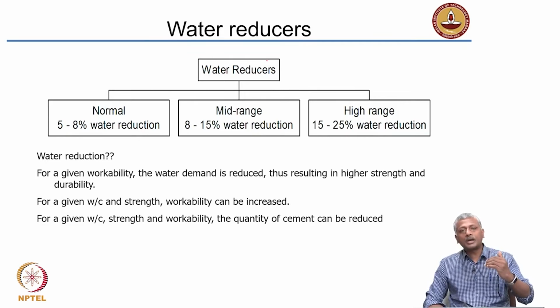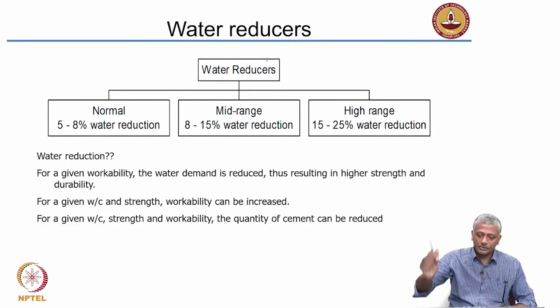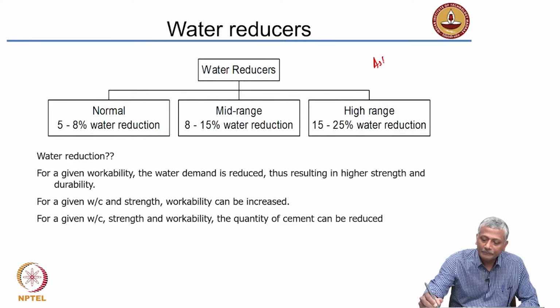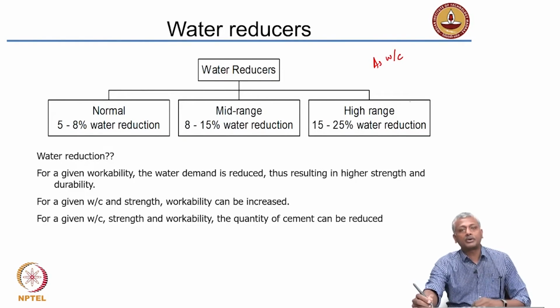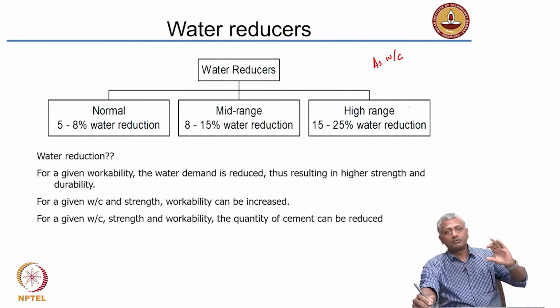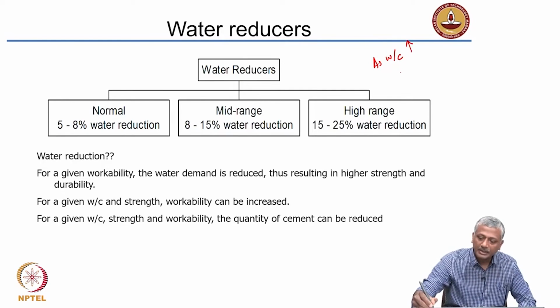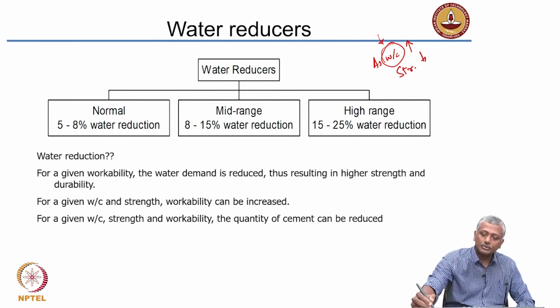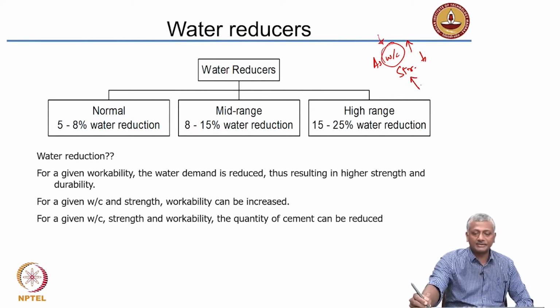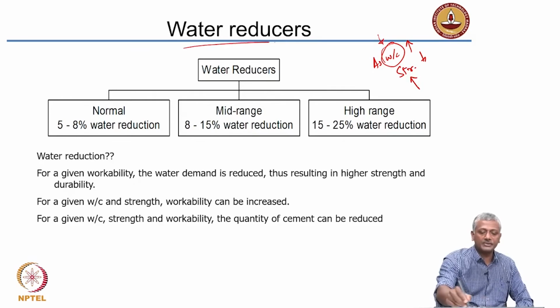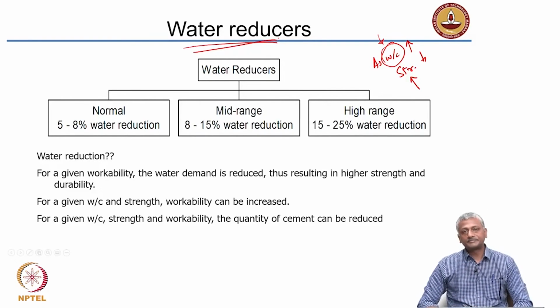When you bring down the water, what happens to the strength? Automatically strength goes up. The water to cement ratio, that is the important concept that you need to remember, the amount of water in concrete to the amount of cement in concrete. As the water cement ratio goes up, the strength comes down. So, if you are able to reduce the water cement ratio, you are obviously going to be increasing the strength. And how do you reduce water cement ratio? By using water reducers.